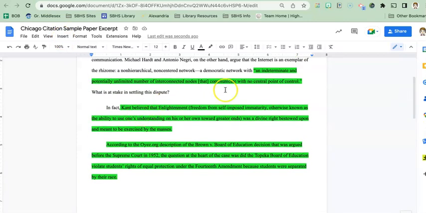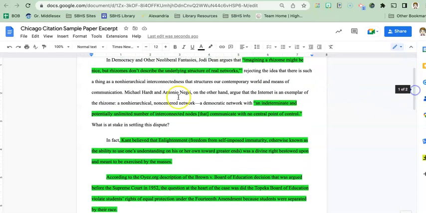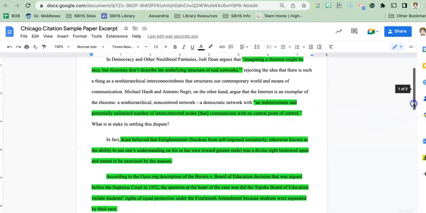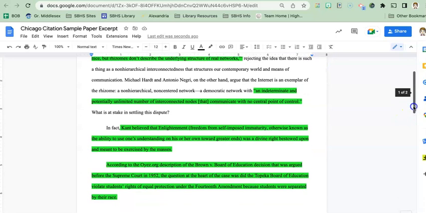Here's my second piece of text. Again, this is a quote. You can see it's inside quotation marks. If I look at the sentence, it tells me Michael Hardt and Antonio Negri, on the other hand, argue that the internet is an exemplar of the rhizome, a non-hierarchical, non-centered network, a democratic network with, quote, and there's my quote. Don't ask me what this means, okay? The text came right off of a sample paper on the Chicago example from OWL. But remember, we don't care right now what the context is. We just want to know how to cite this quote.